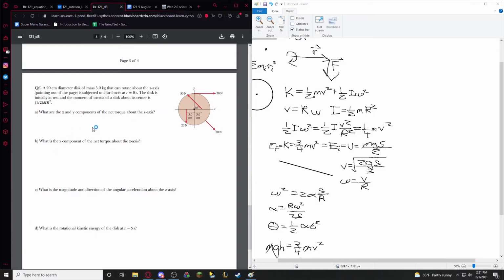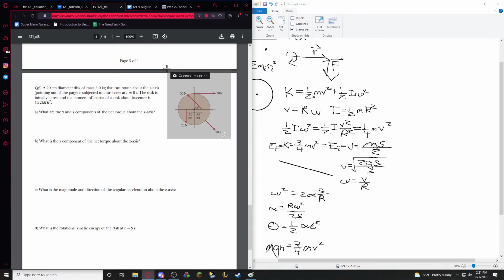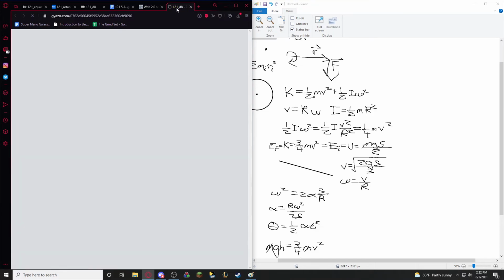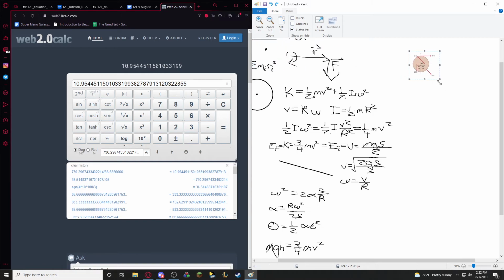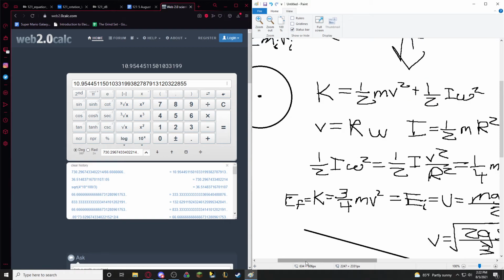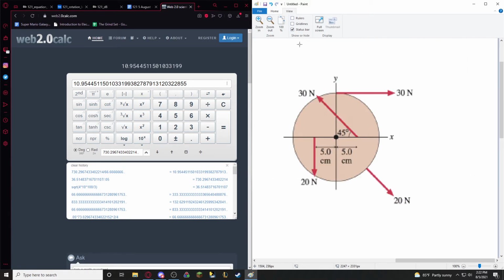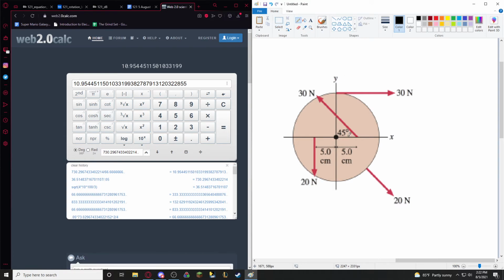Hold up, let me screenshot this so I can draw on it in Paint. I want to visualize this. I think this will help you. Okay, so zoom in. We're going to break this diagonal force into an x component and a y component.